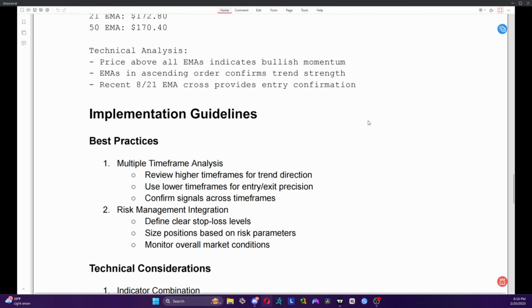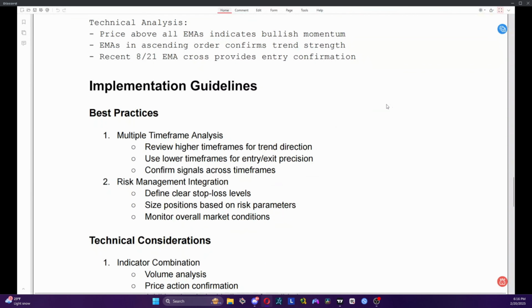So here are the implementation guides. Best practices. Multiple time frame analysis. Don't just sit there and try to do EMA crossovers or trade on the 1 minute. It's not going to help. You need to have lower time frames for entries and exits and higher time frames to confirm the trend direction. You need to be looking at different time frames to understand where you are in the bigger scheme of it all, right? Risk management.